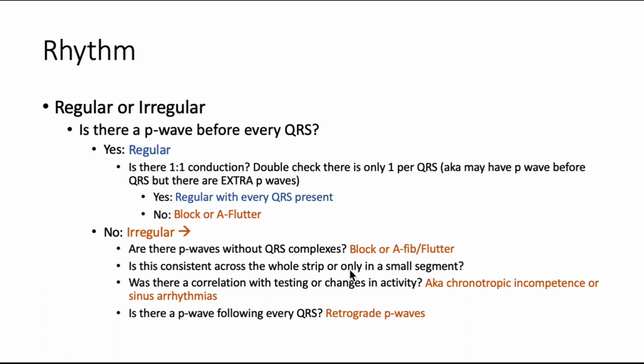It may be only present in a small portion or segment, so you need to make sure that that's consistent throughout the whole thing. And you want to watch and see if there's any correlation with activity. So maybe they were exercising and that changed the beat, or they have something like a sinus arrhythmia where they inhale and the beat changes with their respirations. And then the last thing that you're going to do, if you say, no, I don't see any of these P waves before QRS, is you can look after the QRSs and find something like a retrograde P wave, and we'll look at a few of those in a minute.